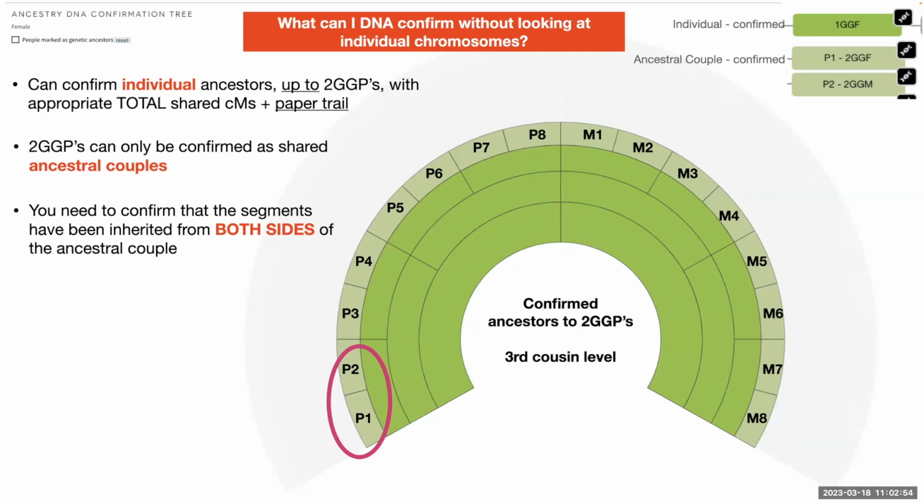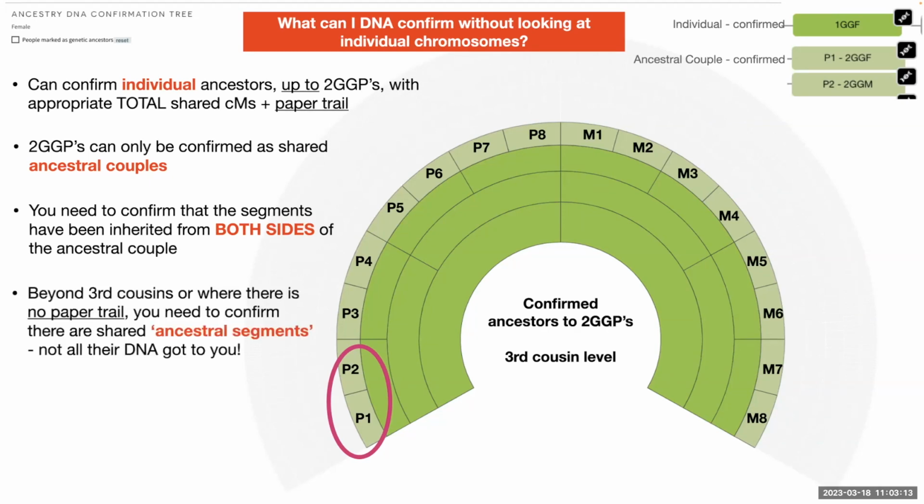So you're constantly looking at those segments to try and actually get them back on both sides before you can confirm those second great grandparents around the outer ring as confirmed, and give them the darker green color if you're trying to display those things in a chart like this. So beyond third cousins, or where there's no paper trail, the same thing applies.